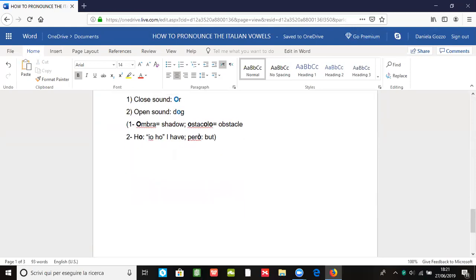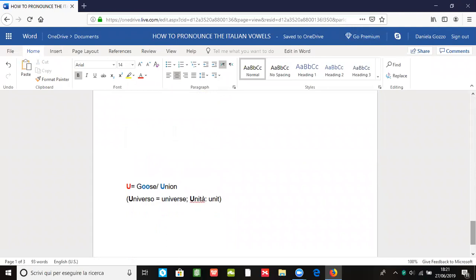And the last vowel is U in Italian, like in the words goose and union. So Italian words like universo is not the English sound, in Italian is this sound. So universo, universe, and unità, unit. So you see U in English and in Italian are different.